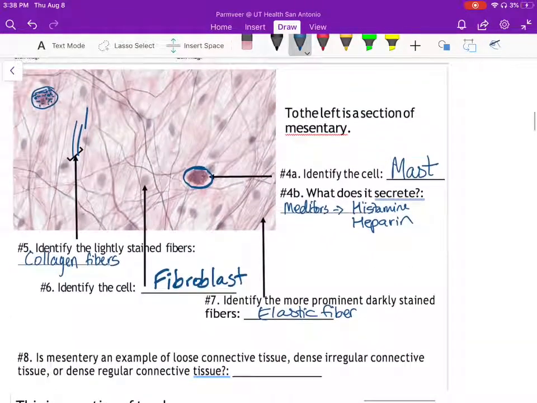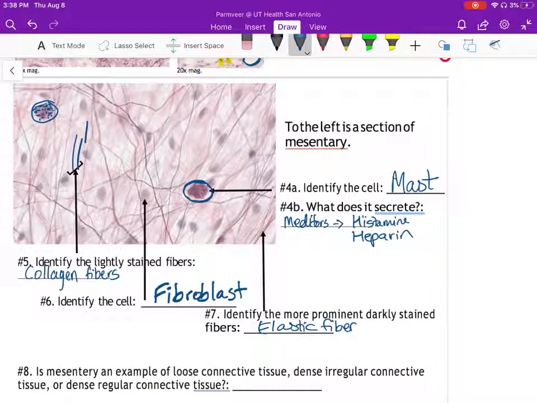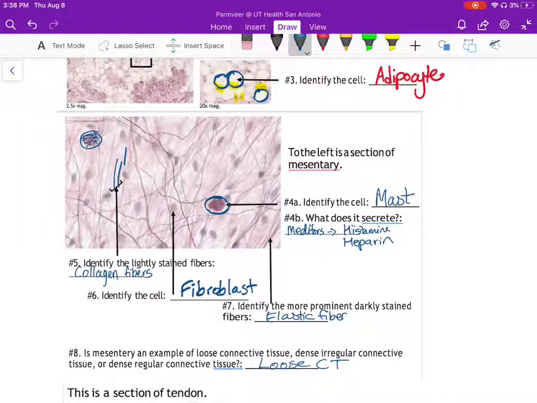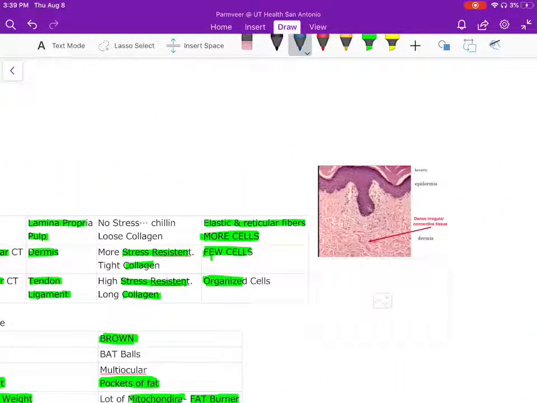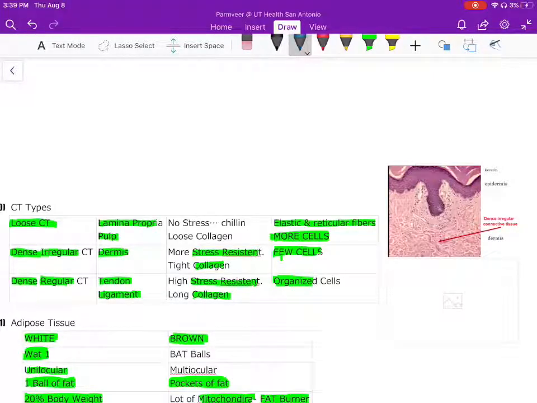So number 8, is mesentery an example of loose, dense irregular, or dense regular? And that depends on, maybe we said, less cells, more cells, or the type of collagen involved. And this would be our loose connective tissue. Not a lot of cells involved, and that's why it's loose, with loose collagen, loose fibers.